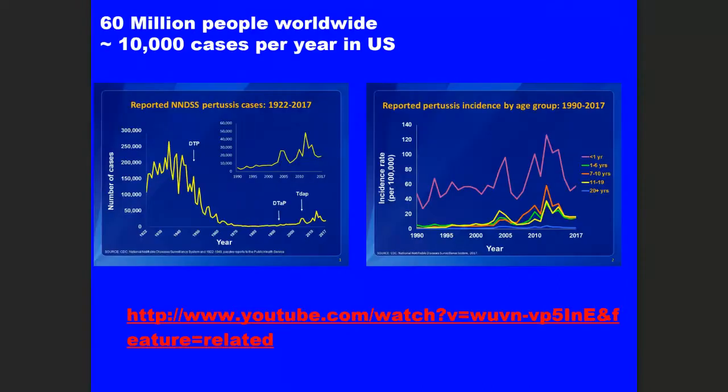And again, just to relate this to epidemiology, if you look at the map here, between 1922 and now, the incidence rates have greatly dropped, and that's really because of the vaccine. But there's something troubling that we've started to notice.